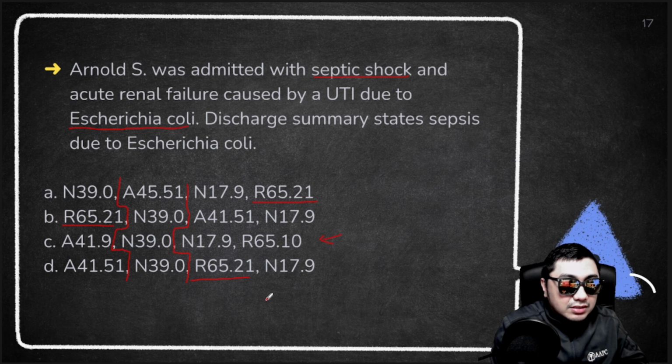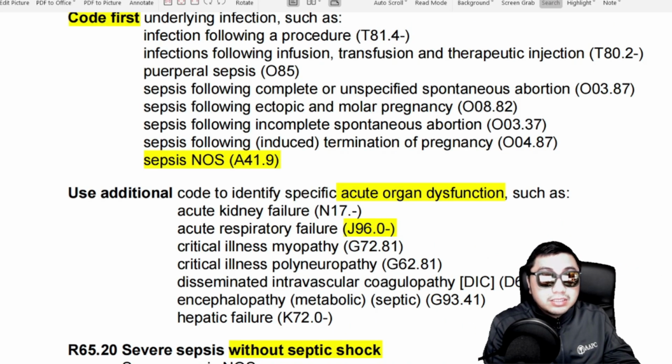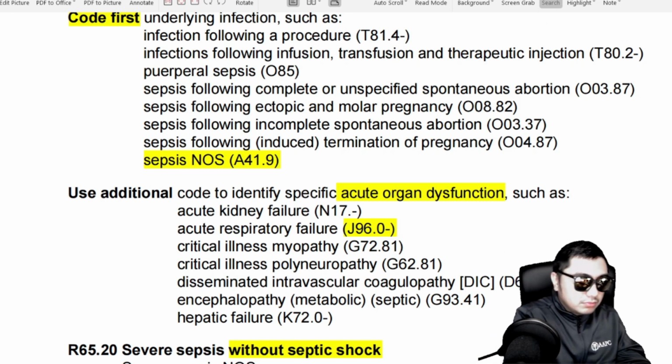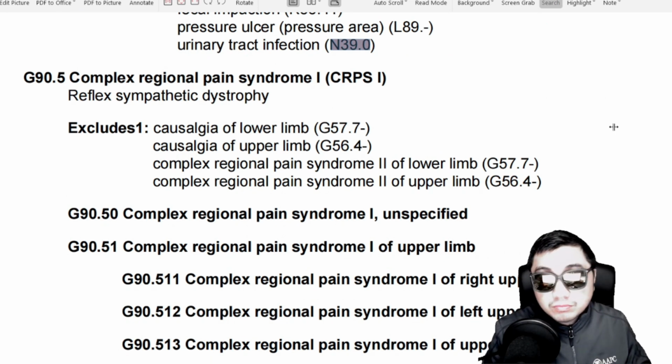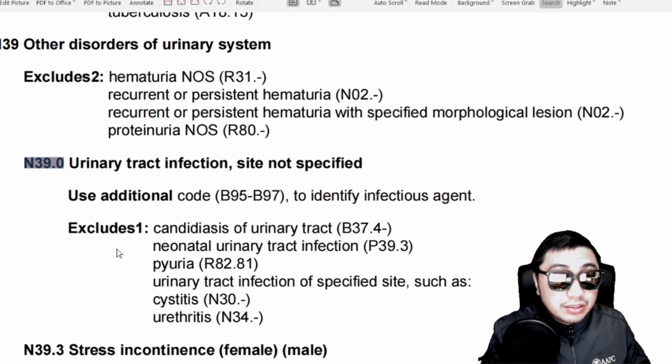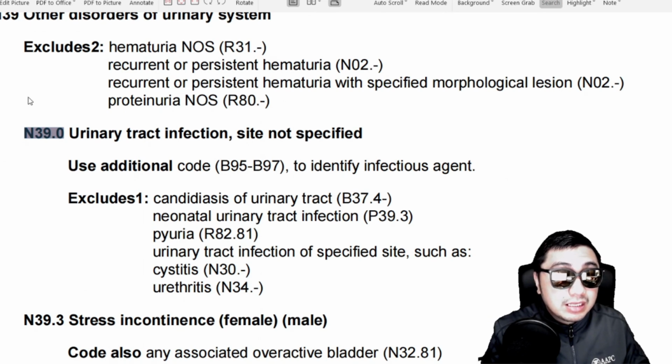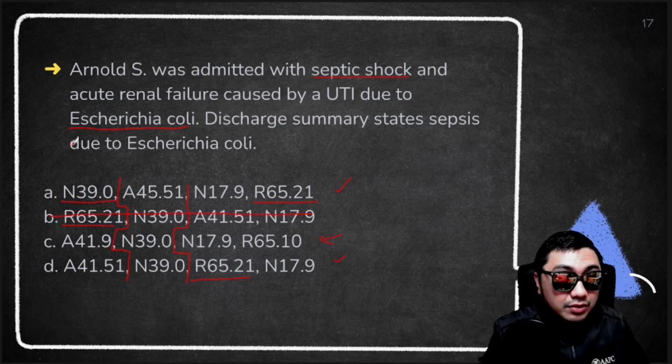Letter D, you have R65.21, and most probably you have to code it as secondary. Eliminate letter B. So we're probably looking at letter A and letter D here. Okay? But let's check first your N39.0. Your N39.0 is your renal failure, I guess. Oh no, it's the UTI rather. Sorry. Your urinary tract infection or UTI is coded first in letter A. So we all know that this is UTI.